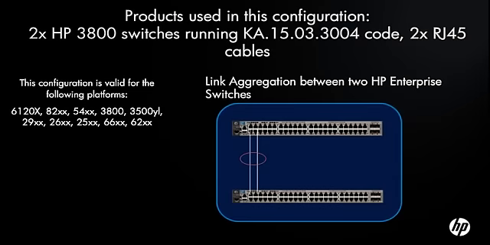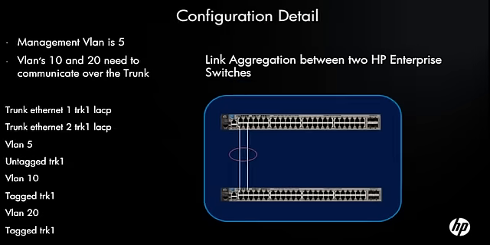Today's demonstration is going to be on 2 of the HP 3800 switches running version KA 15.03 and a couple of RJ45 cables connecting those two together. This configuration is valid for any of the platforms on the far left, and on the right you'll see a basic configuration of what we're doing today.